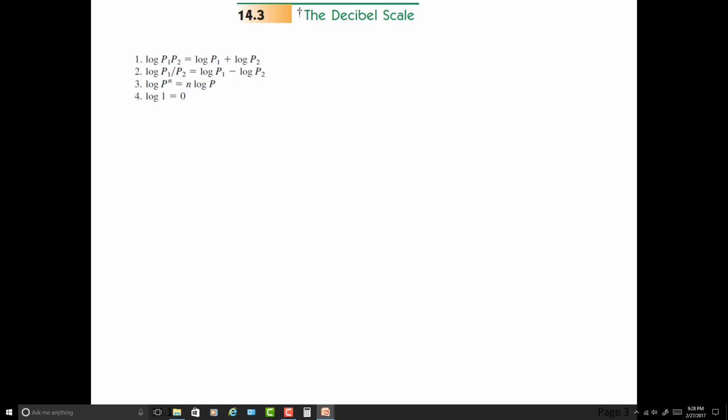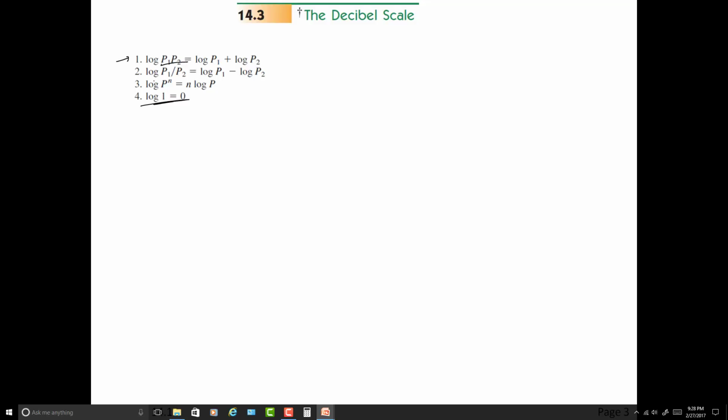If I have, as in this case, the product of 2 items and I take the log of it, it's the sum of the individual logs. Likewise, if I take the quotient, it's the log of the numerator minus the log of the denominator. And if I have a power of some function, the log of the power is the power times the log of the basic function itself. And then the all-important one, many times: the log of 1 is always 0, no matter what the base is.